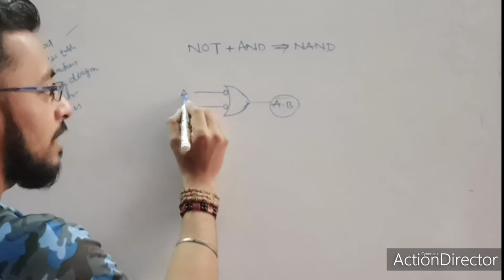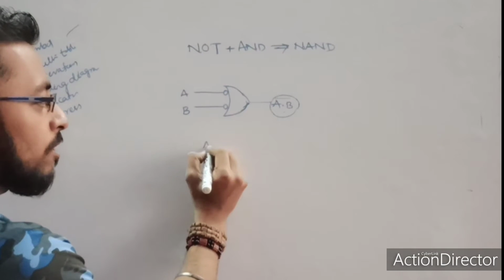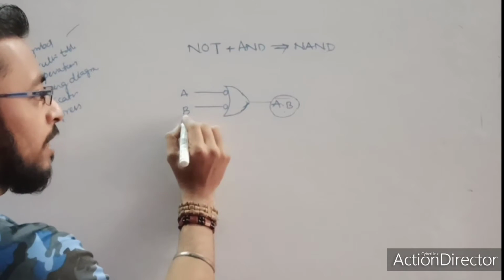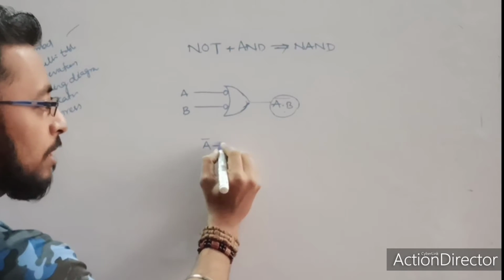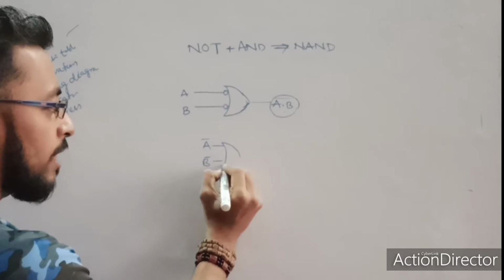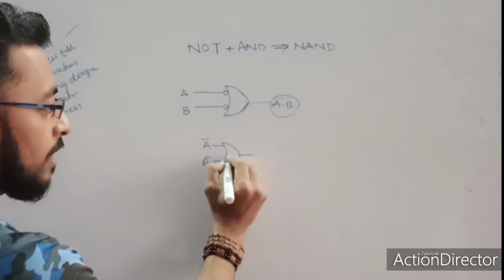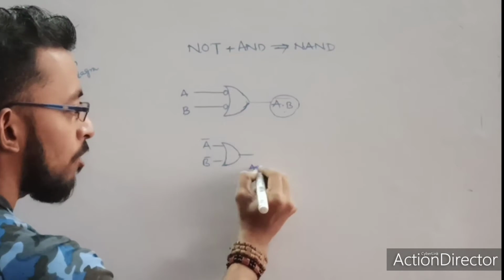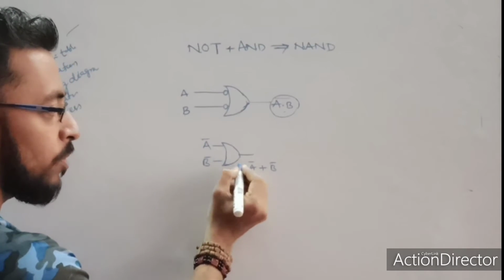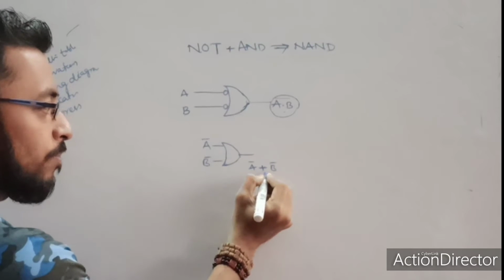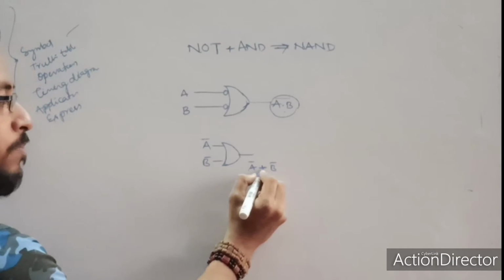How? Here it is A. After the bubble, what will it become? A bar. Here it is B. After the bubble, what will it become? B bar. Then this A bar and B bar are connected to the OR gate. So what will be the output? What is the function of the OR gate? The two inputs applied to the OR gate will simply add. So A bar plus B bar.